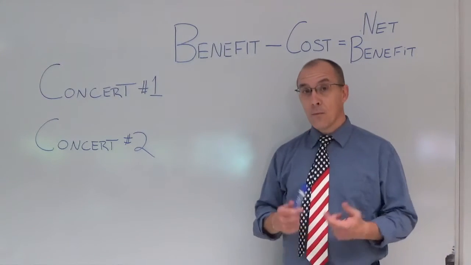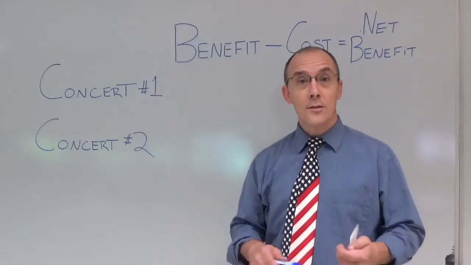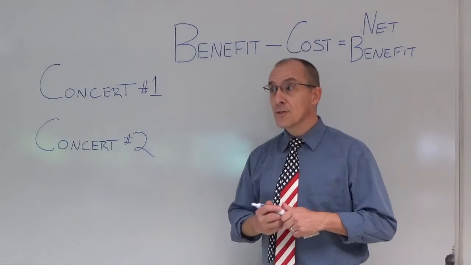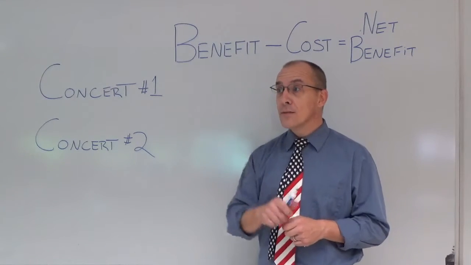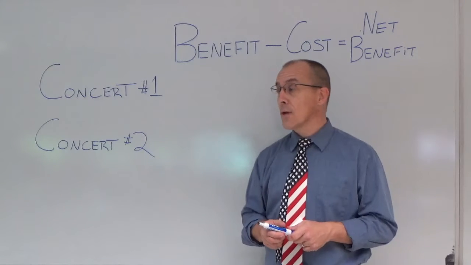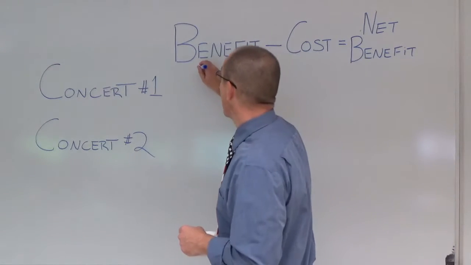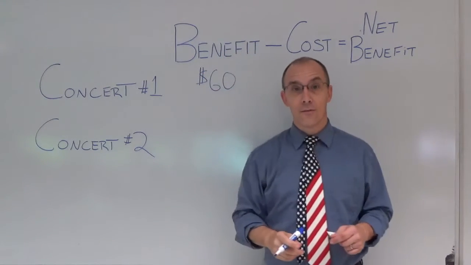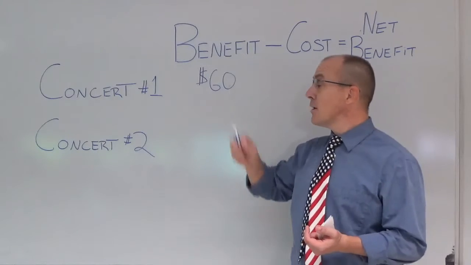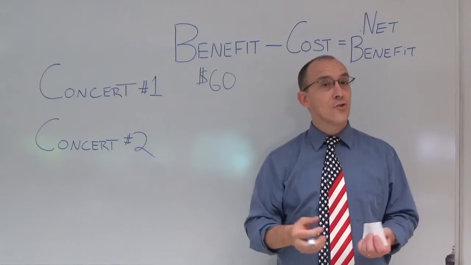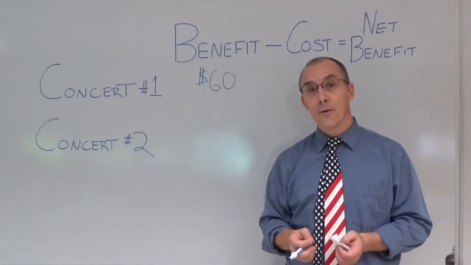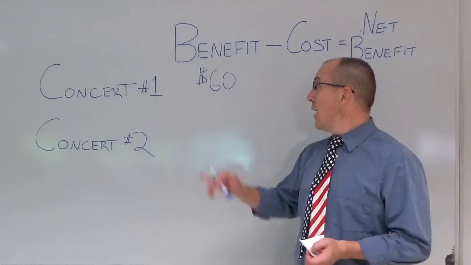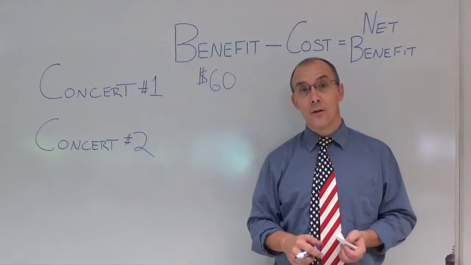First thing, let's talk about concert number one. You are thinking about going to concert number one and you decide you're going to buy a ticket. The reason why you're going to buy a ticket is because you think that it will give you a benefit of $60. And again, when we think about benefits in dollar amounts, it's a strange concept. What we're talking about here is the most amount of money that you would pay to go to that concert. And the most amount that you would pay would be $60.